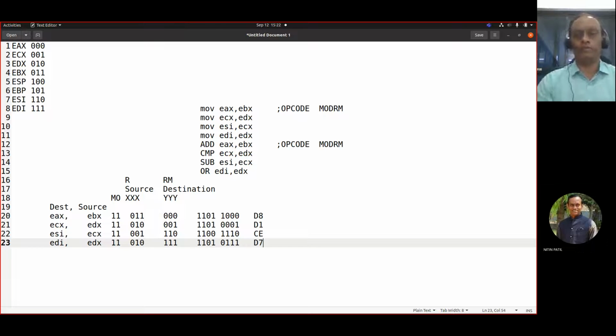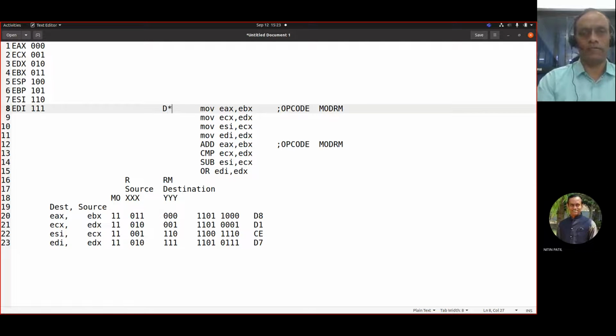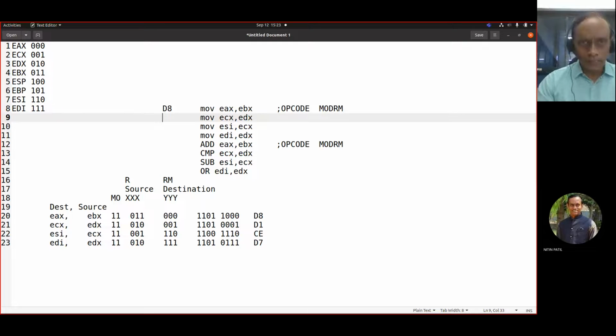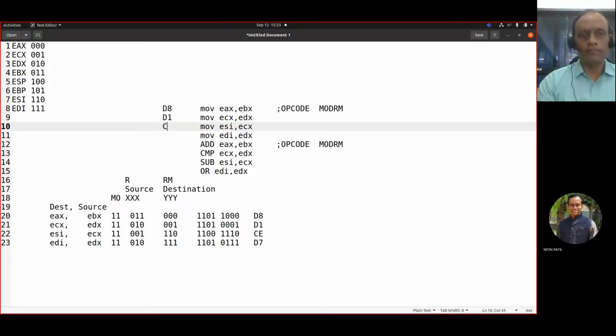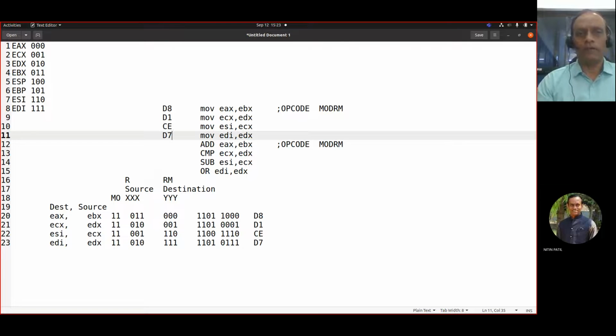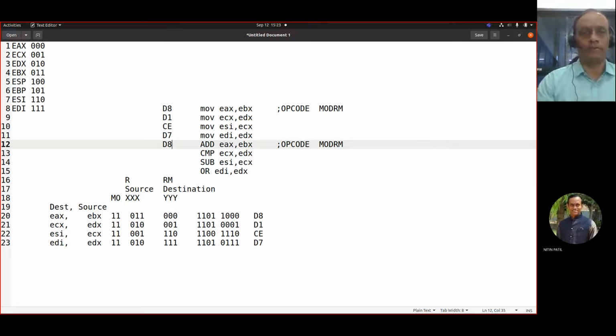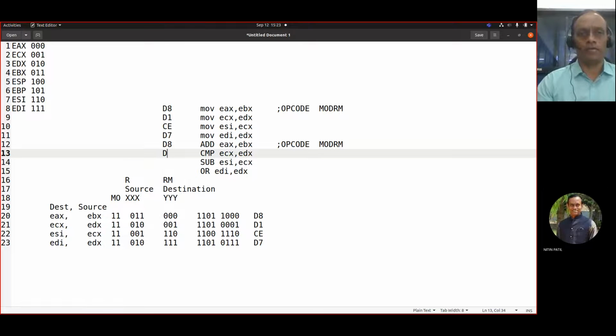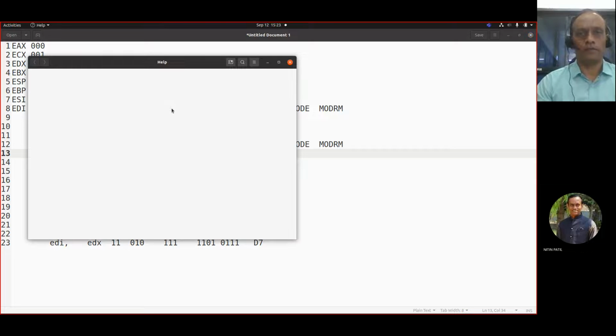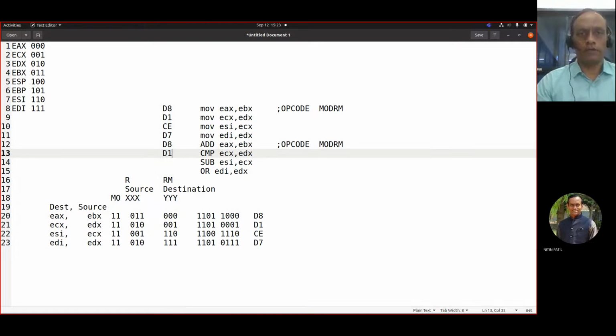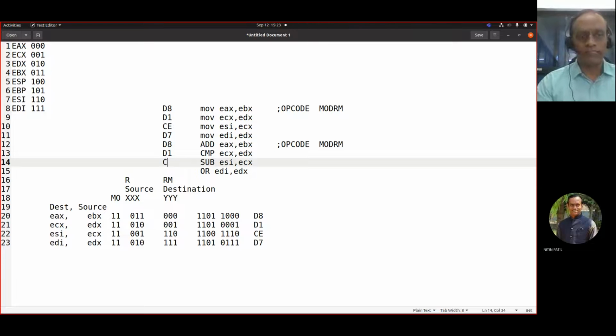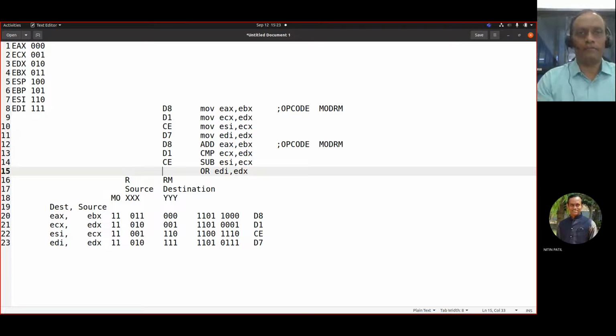Now we should get these in the mod RM field for each of the instructions here. For example, the second field that I am talking about, in this case it is D8. In this case it is ECX, EDX. So this would be D1. This would be CE. This would be D7. As we have taken the same operand, I will keep here D8, then D1. Then I have ESI ECX, so it is CE, and then EDI EDX, which we have written as D7.